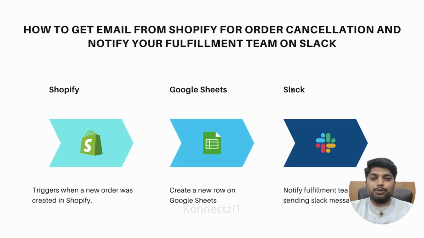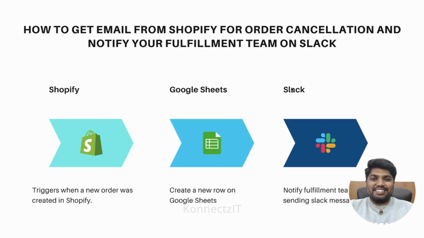Today in this tutorial I'll be explaining how you can get an email from your Shopify for order cancellation. Basically, getting customer details for your order cancellation and notifying your team members, like your order fulfillment team, in a Slack message on a Slack channel. And also you can store the customer order cancellation details inside Google Sheet, or you can use any other CRM as well for storing the data. All this using a workflow automation tool called KonnectzIT.